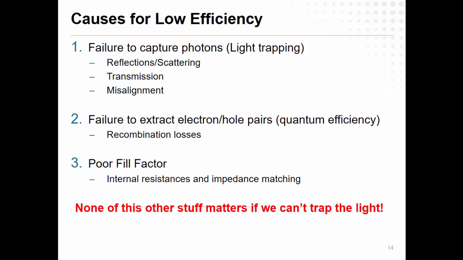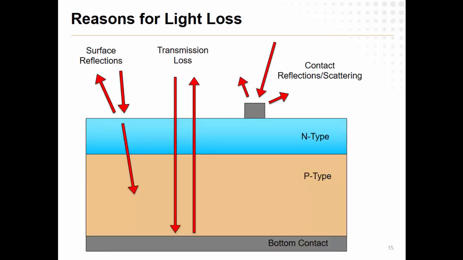You also have issues with how you make your circuit. So if you have a lot of extra resistance in your solar cell and you're not matching the impedances properly, you're just not going to extract power out of it that way either. So those are some issues as well. We don't care about them because none of it matters if you can't trap the light. So that's our singular focus today.